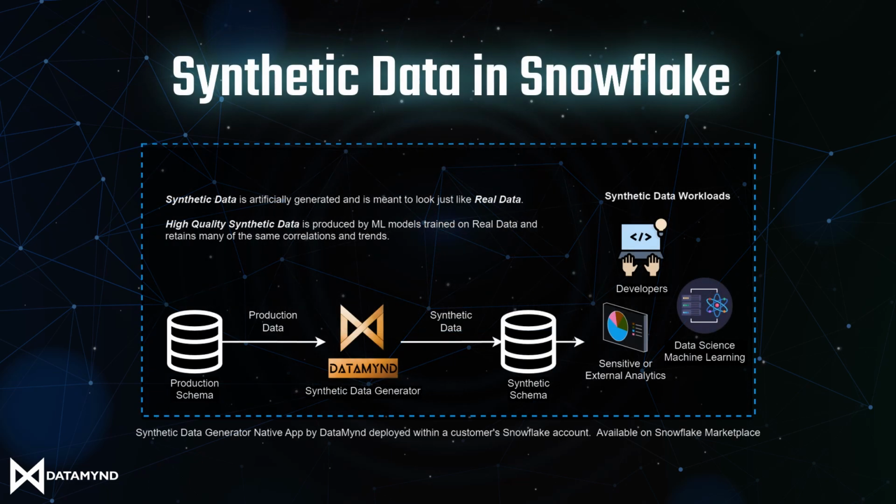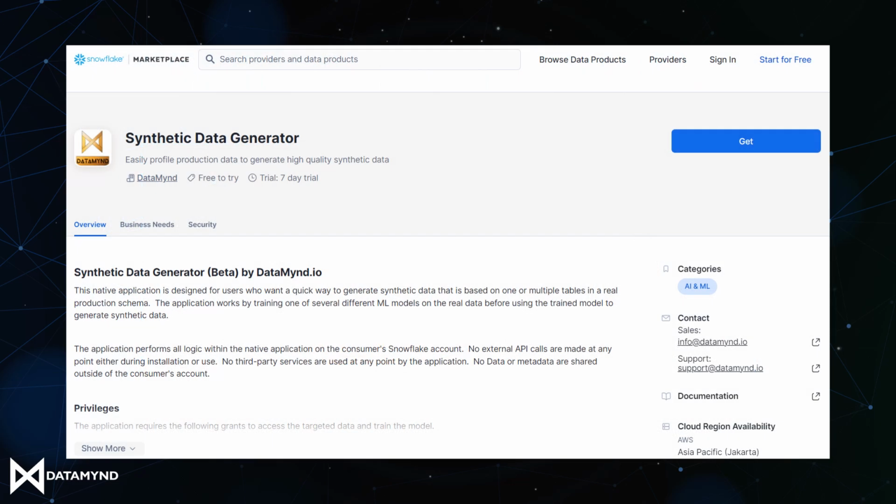Our native app is easy to use, gives you a highly accurate representation of your production data, and lets you easily control both the quality and privacy of your results. You can find our native app by either searching DataMynd or synthetic data on the Snowflake Marketplace, or by clicking the link provided. Installing the native app is simple. Click Get on the listing page, fill in your details, and with a few clicks you'll be ready to generate your own synthetic data.